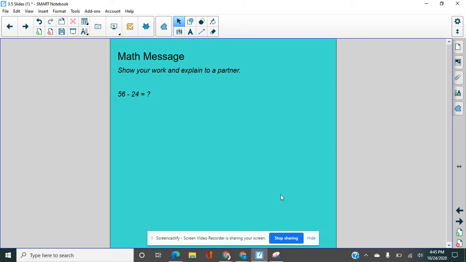Let's take a look at this problem here. If you had 56 minus 24, take a moment, write that in your notebook or on your dry erase board, and come up with what you think that should be. All right. And now, what I'd like for you to talk about is what strategy, right? How did you tackle this problem? What did you do first, and then what did you do after that?